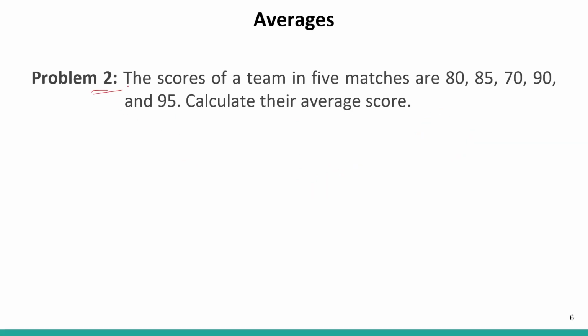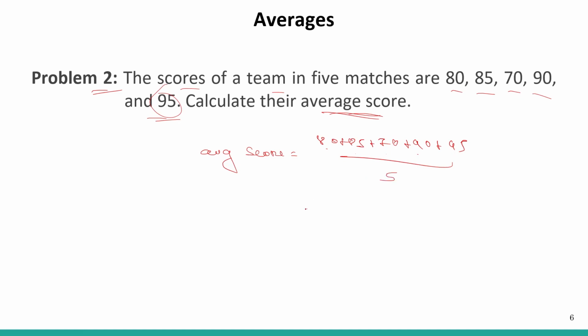Let's see problem number 2, what it brings us. The scores of a team in 5 matches are 80, 85, 70, 90 and 95. We want to calculate their average score. So average score is equal to 80 plus 85 plus 70 plus 90 plus 95, whole by the total number of indexes, that is 1, 2, 3, 4, 5. So the total number of indexes is 5.